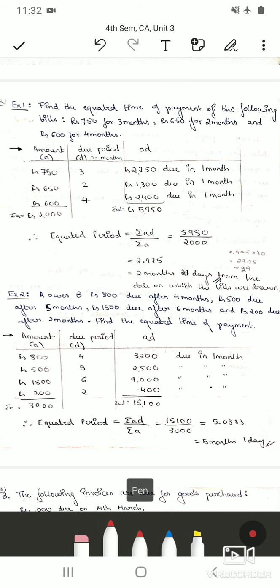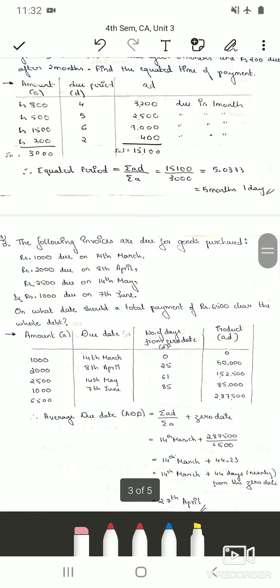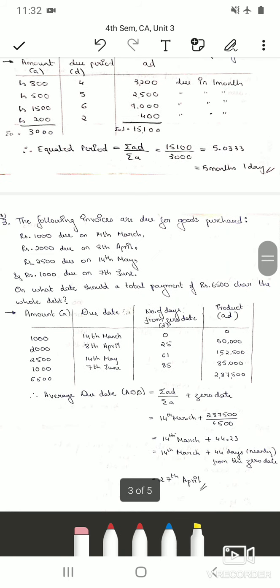We are using the formula equated period equal to summation AD by summation A. Now we will see when dates are given instead of the period. The question is, the following invoices are due for goods purchased: rupees 1000 due on 14th March, rupees 2000 due on 8th April, rupees 2500 due on 14th May, rupees 1000 due on 7th June. On what date should a total payment of rupees 6500 clear the whole debt?